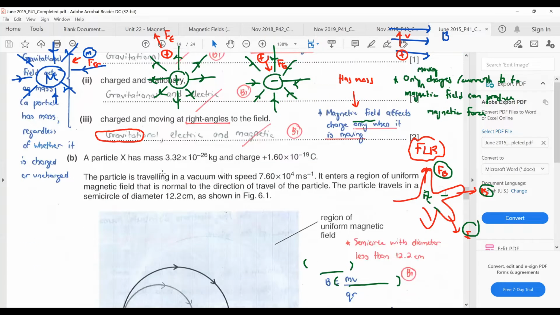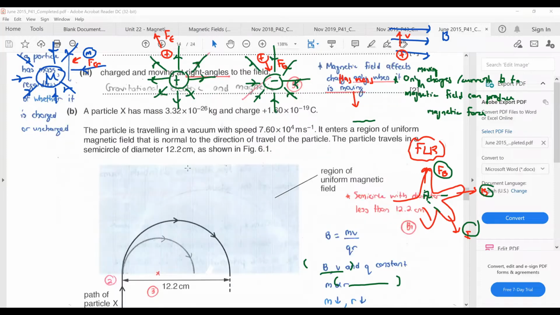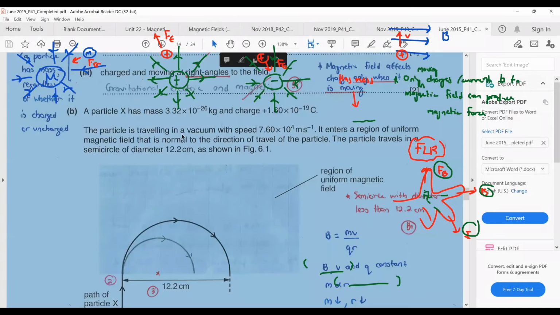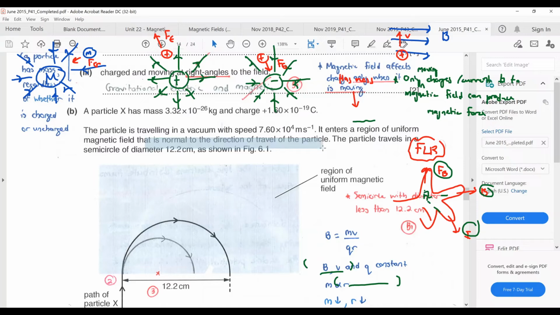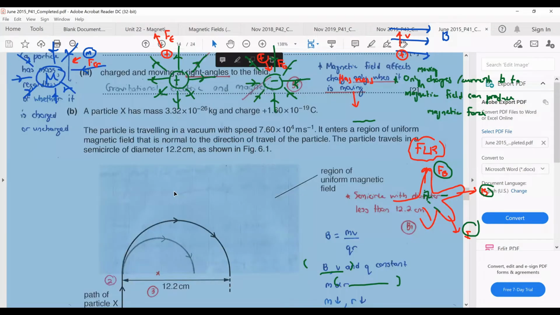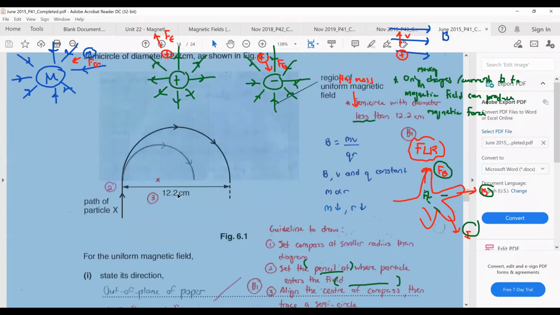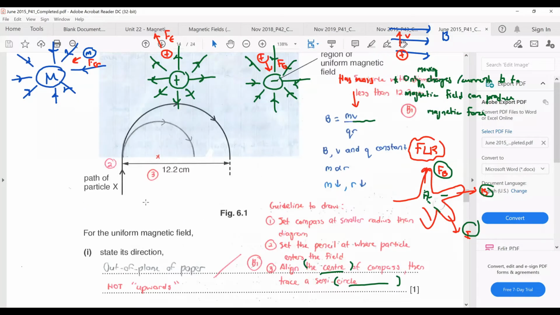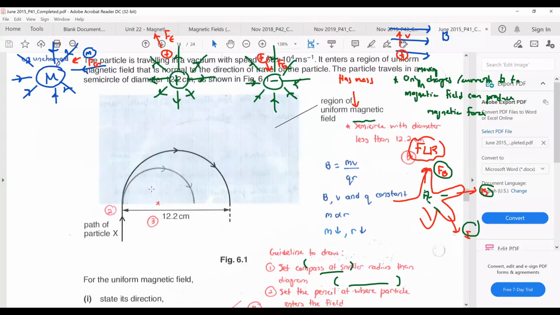Now, particle X has mass 3.32 times 10 power minus 26 kg and a charge of 1.6 times 10 power minus 19 coulomb. The particle is traveling in a vacuum with a speed of 7.6 times 10 power 4 meter per second. It enters a region of uniform magnetic field that is normal to the direction of travel of the particle. The particle travels in a semicircle of diameter 12.2 centimeter. For the uniform magnetic field, state its direction.